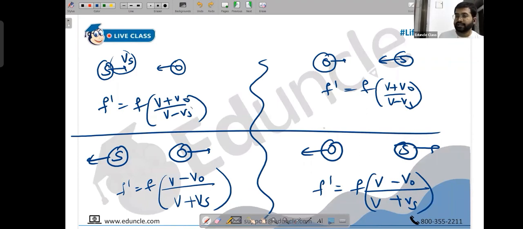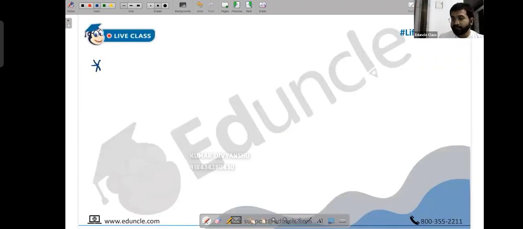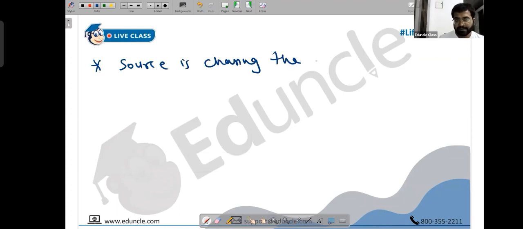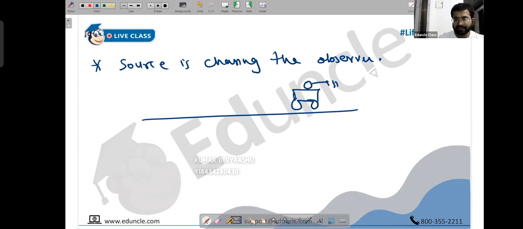Doesn't matter who is on left, who is on right. Next, important kind of questions are, well, suppose they give you sources chasing the observer. These are tricky questions. They may have given you diagrams like this. Suppose there is a policeman here with an alarm siren. This is a policeman siren.